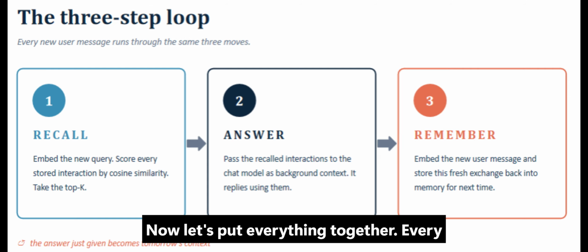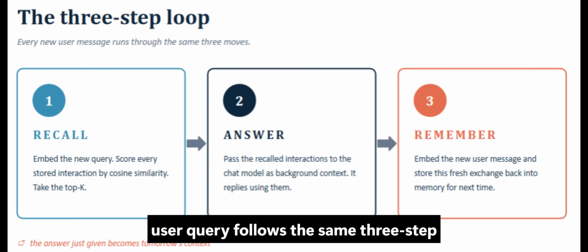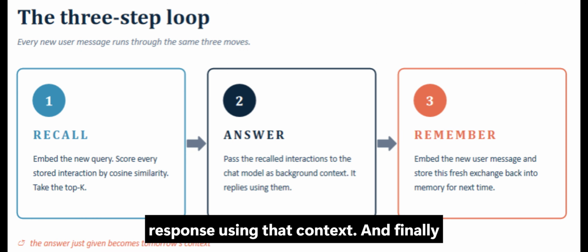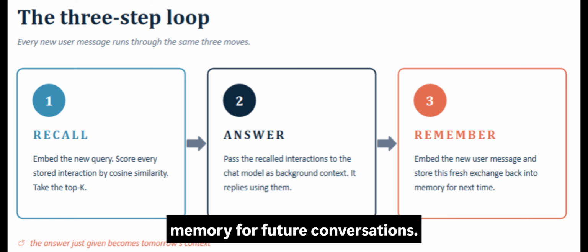Now, let's put everything together. Every user query follows the same three-step loop. First, we recall the most relevant past interactions using cosine similarity. Next, the LLM generates a response using that context. And finally, we store this new interaction back into memory for future conversations.